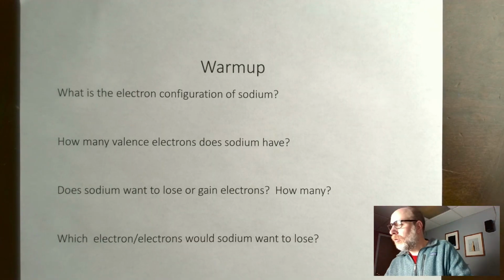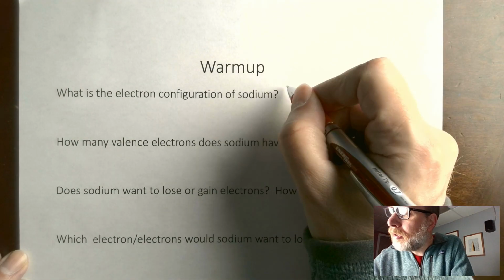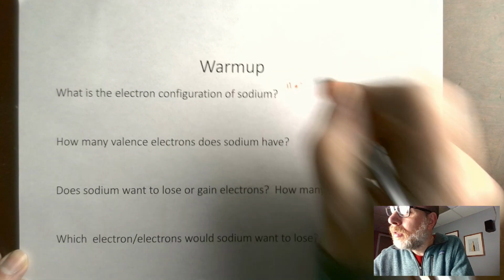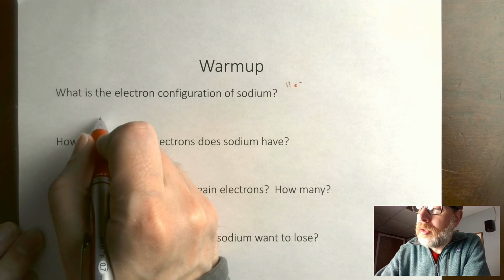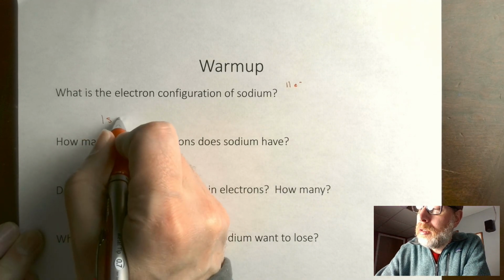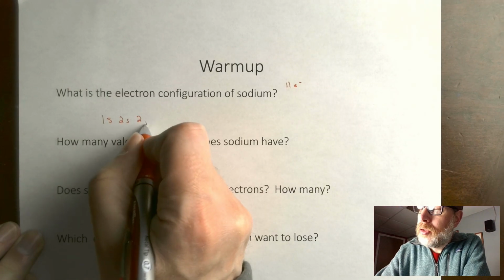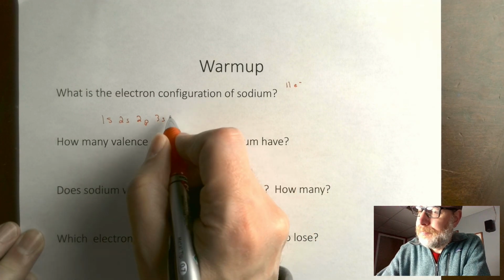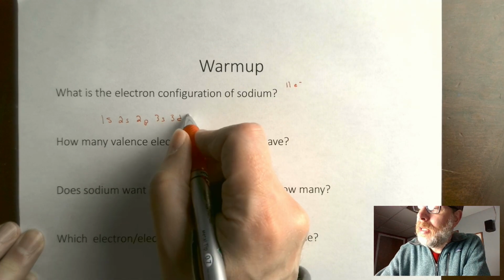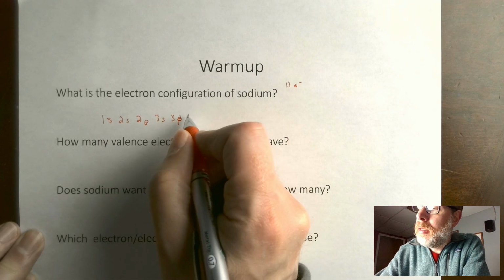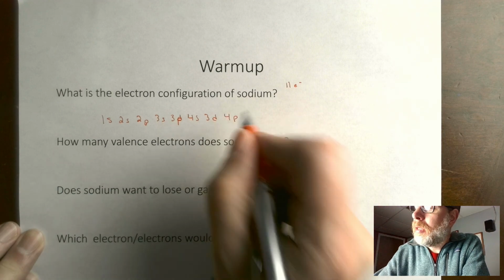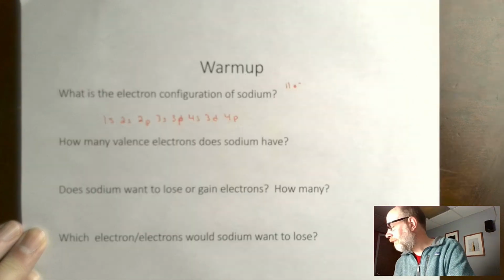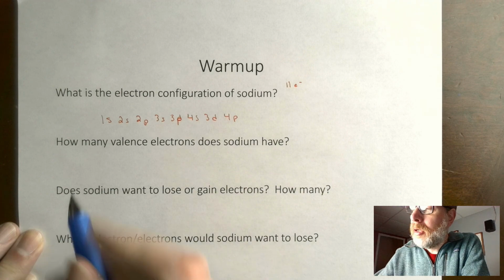So we've got to put 11 electrons into this electron configuration. And remember, the way this works is 1s, 2s, 2p, 3s, 3p, 4s, 3d, 4p. Sorry, I got a little ahead of myself there. And now we've got to put 11 electrons in there.